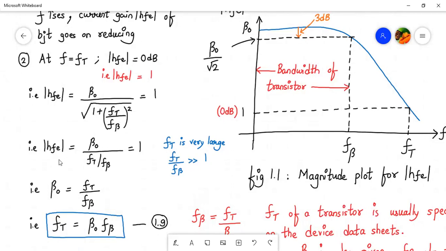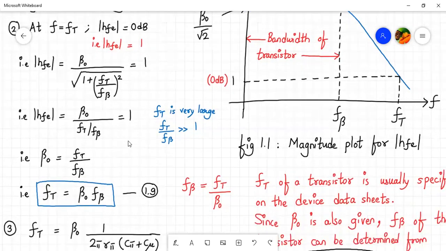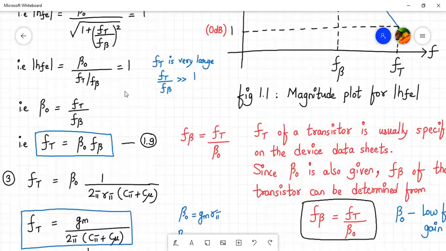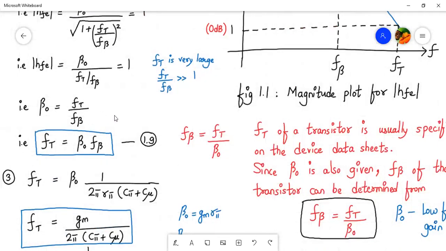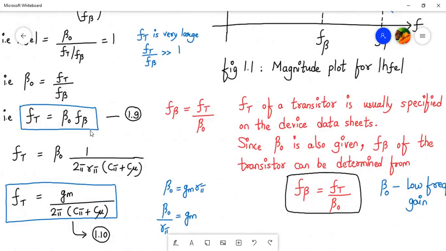And we can easily write mod of HFE is equal to beta naught divided by FT upon F beta, which is equal to 1. So beta naught will be FT upon F beta. Therefore, we can write FT is equal to beta naught into F beta. That means if we know the beta cutoff frequency, we can find the unity gain frequency by this formula, if we know the beta naught value.